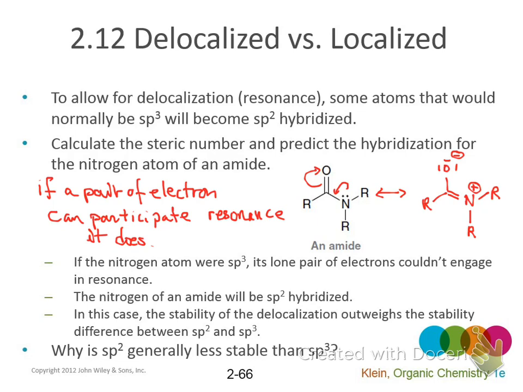Now, if it had 2 pairs of electrons, only one of the 2 would participate. That's why I said that thing I said before. Yeah, they have to line up.